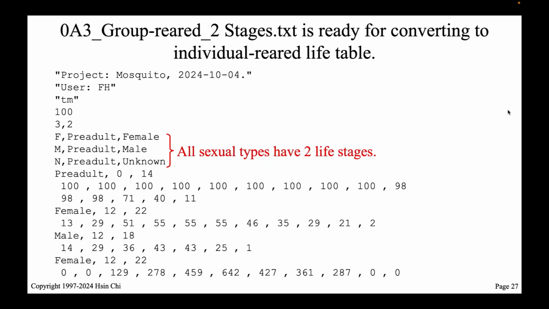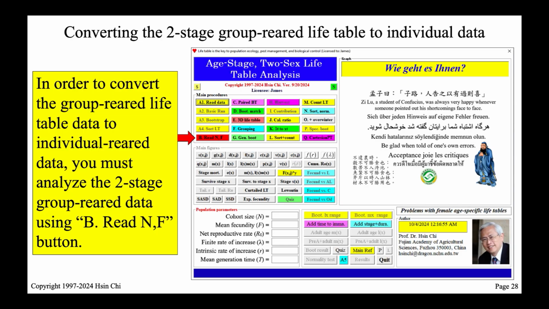When the analysis is completed, a file 083_group read_toStage.txt is ready for converting to individual read live table. In order to convert the group read live table data to individual read data, you must analyze the 2-stage group read data using BRead NF button.